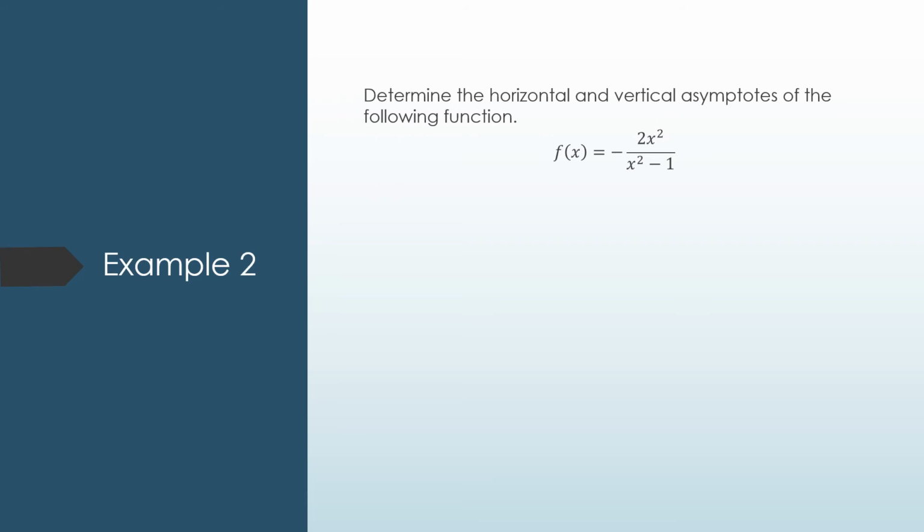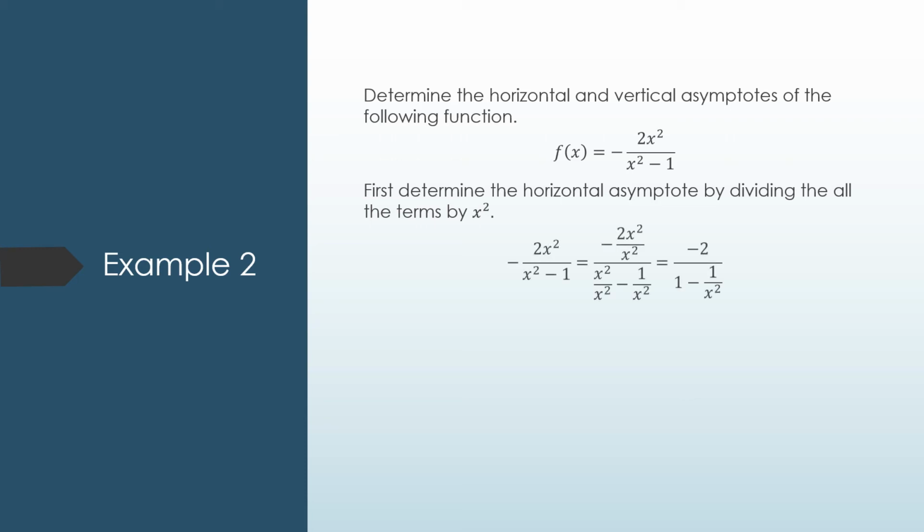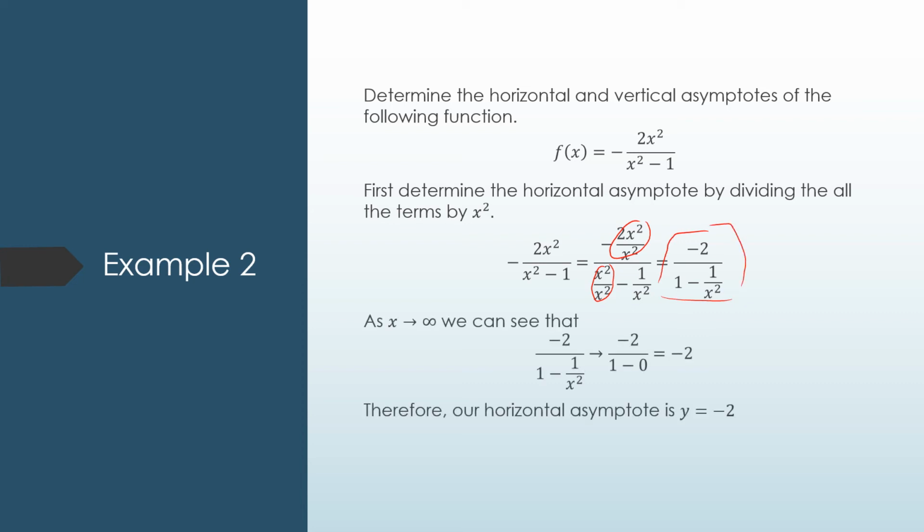Let's try an example. Determine the horizontal and vertical asymptotes of this function. So first, we'll find the horizontal asymptote by dividing by the greatest power of x. In this case, that's x squared. So we divide every term by x squared. When we do that, in the top it will cancel here, and the denominator will cancel there, and we're left with this, negative 2 over 1 minus 1 over x squared. Then using the same idea, as x tends towards infinity, this term 1 over x squared will go towards 0, and so we'll simplify to be negative 2 over 1 minus 0, which is negative 2. So our horizontal asymptote is y equals negative 2.